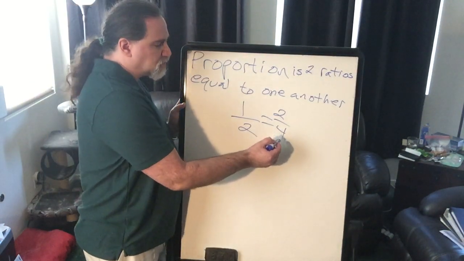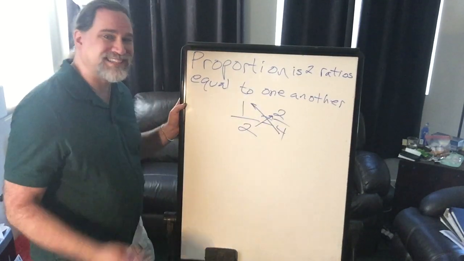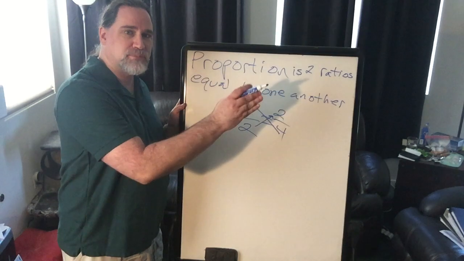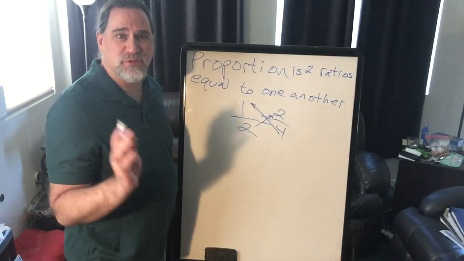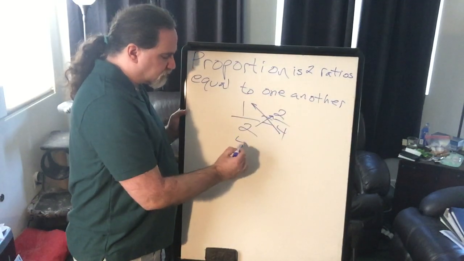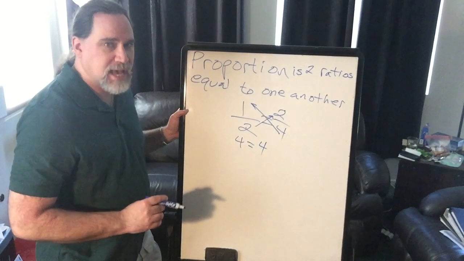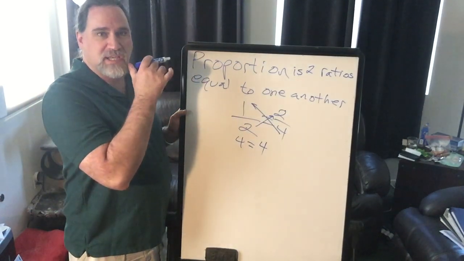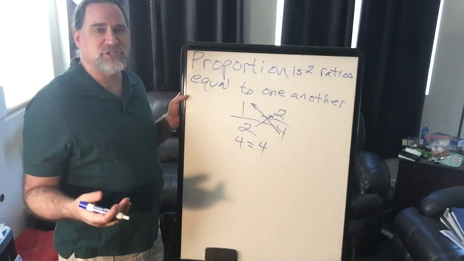Is if I cross multiply, which is to say I multiply diagonally from denominator up to numerator. When I do that, they should give me the same result. So 4 times 1 is 4, 2 times 2 is 4. That's a proportion. It is absolutely true. It is correct. I could check any ratio, any set of ratios that you gave me.